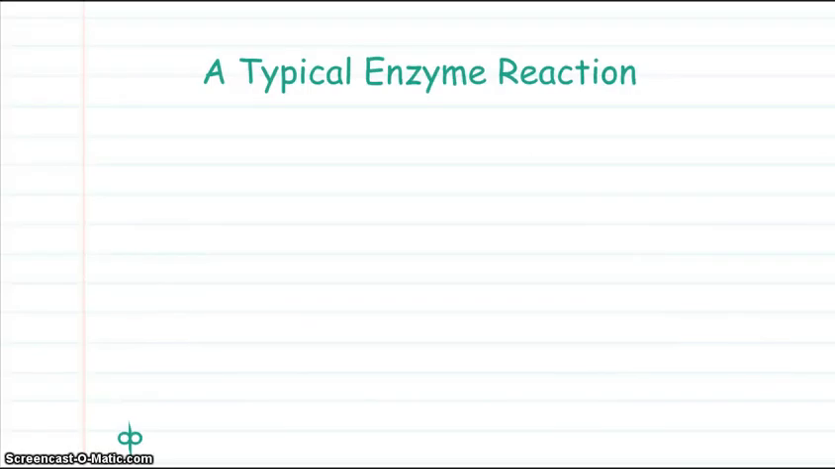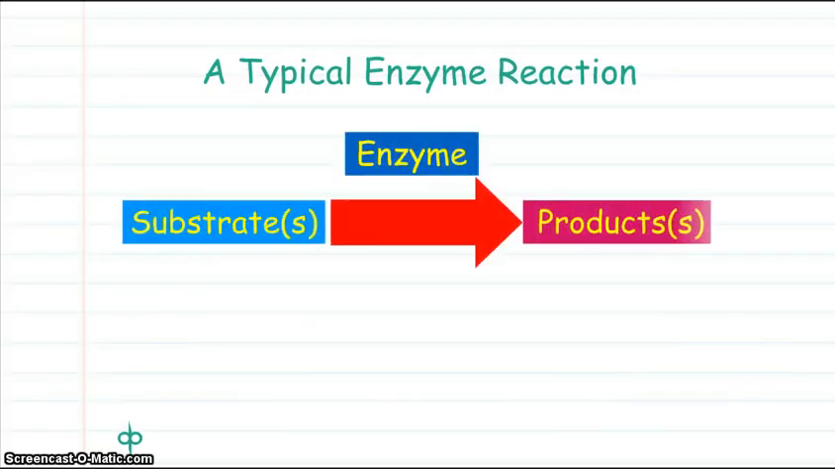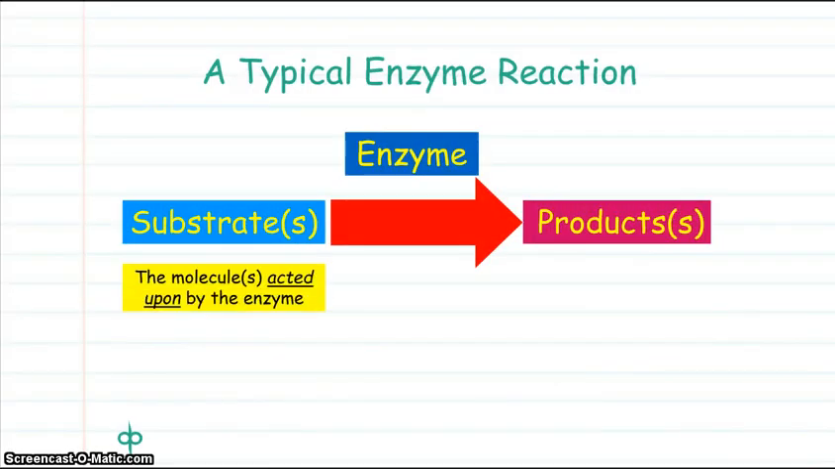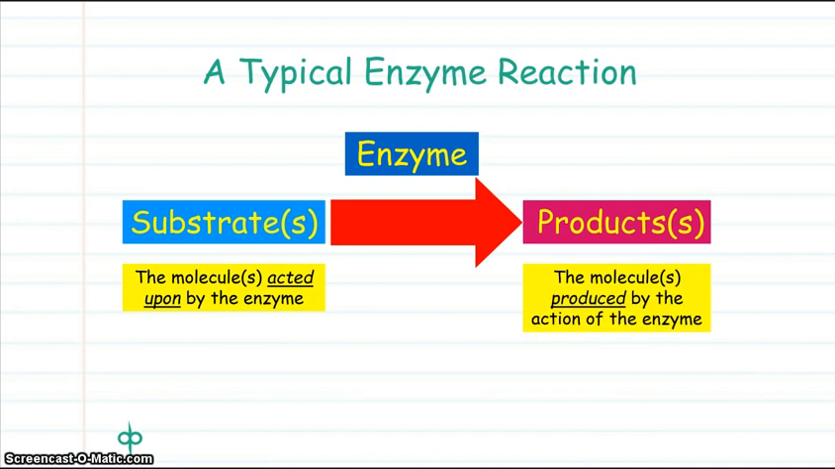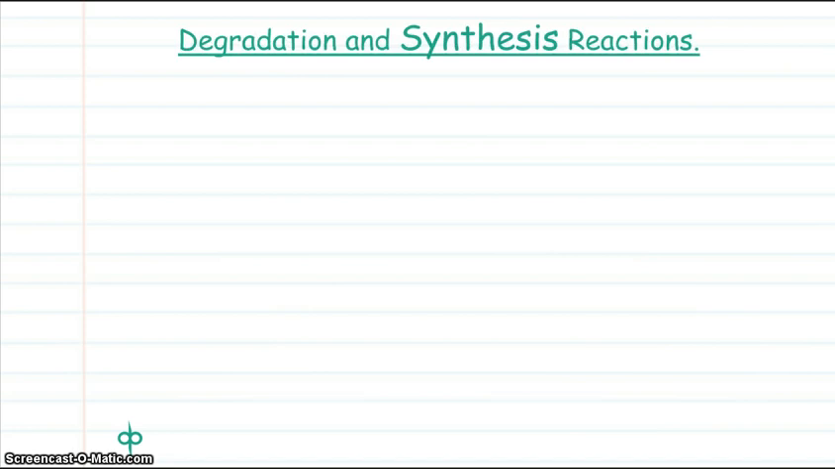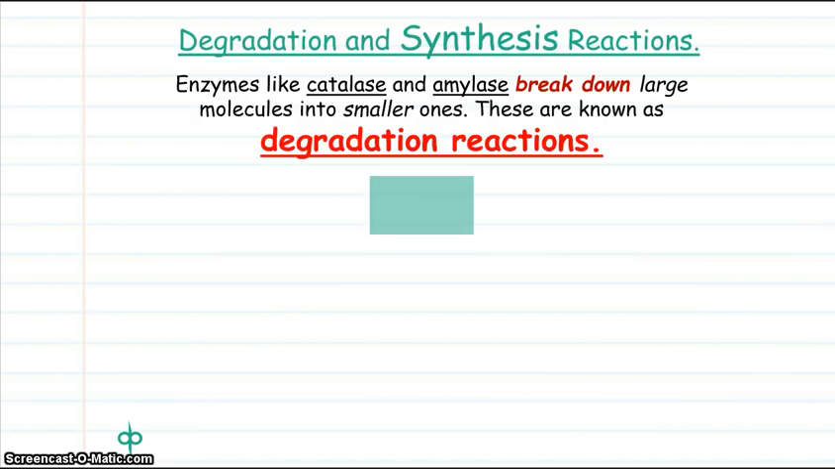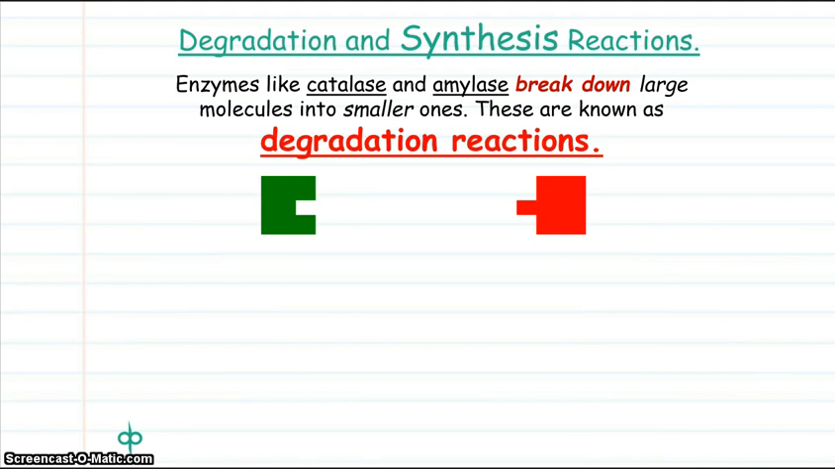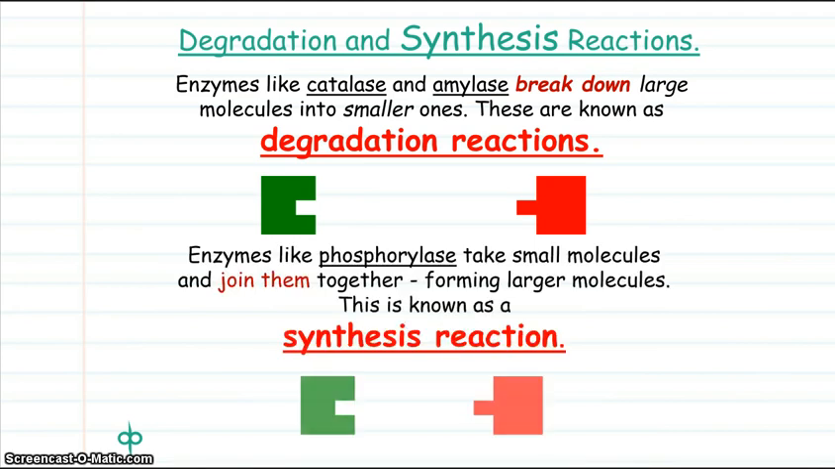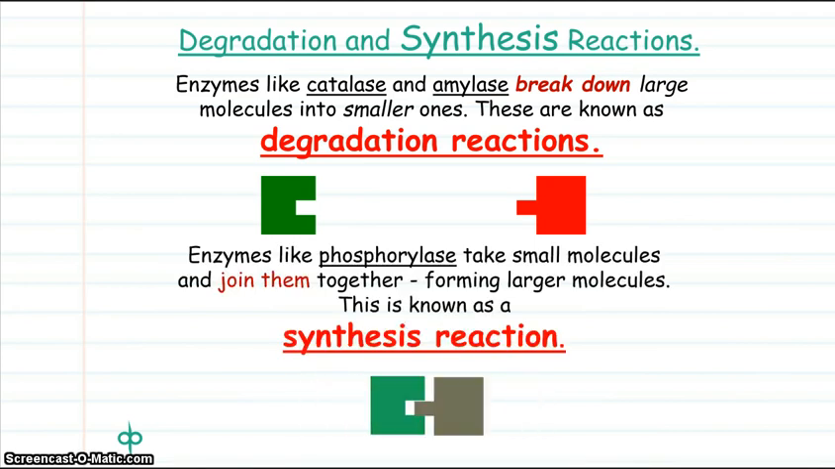And if we now look at a typical enzyme reaction, the substrate is the molecule acted upon by the enzyme, and the product or products are the molecules produced by the action of the enzyme. There are different types of enzyme reaction. Degradation reactions are when complex substrates are broken down into simpler products, and synthesis reactions are where simple substrates are brought together to form complex products.